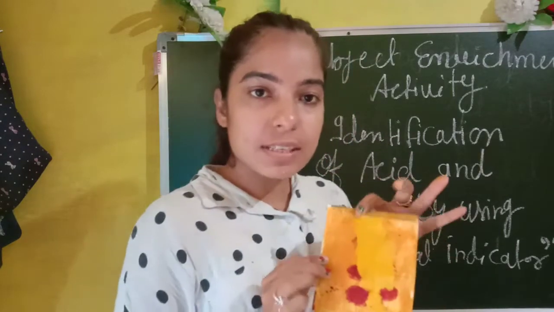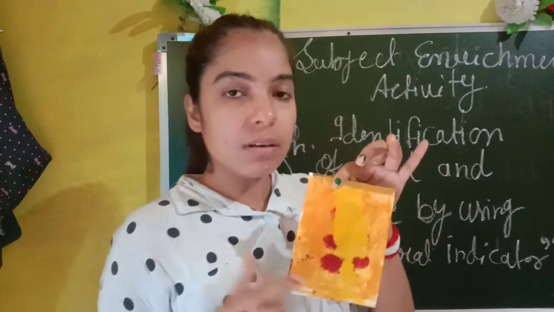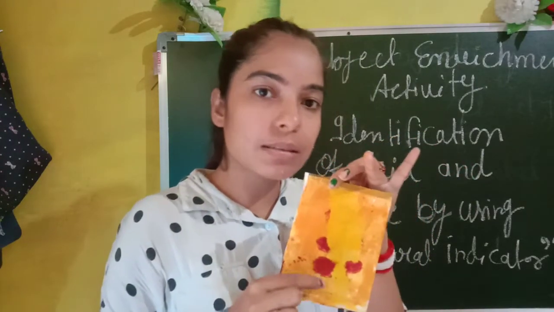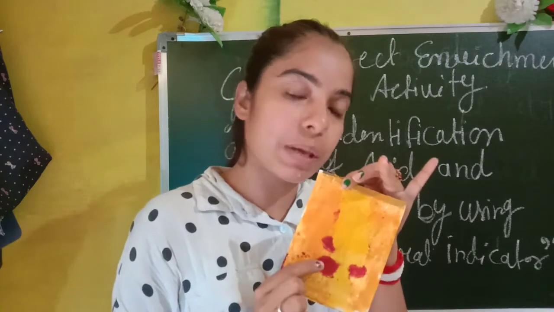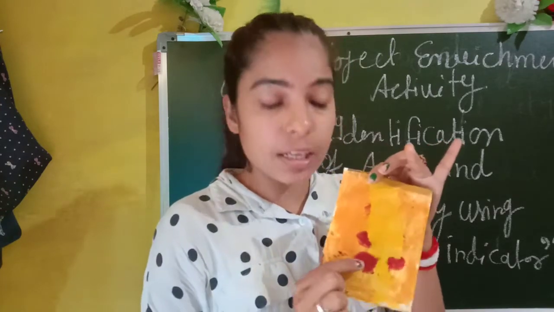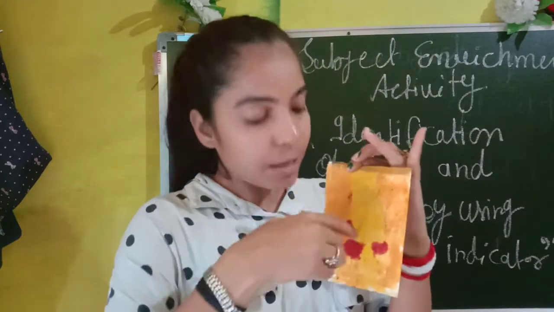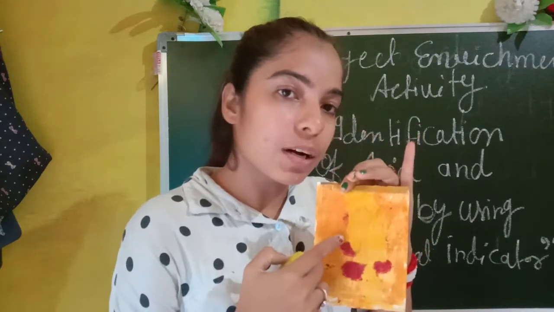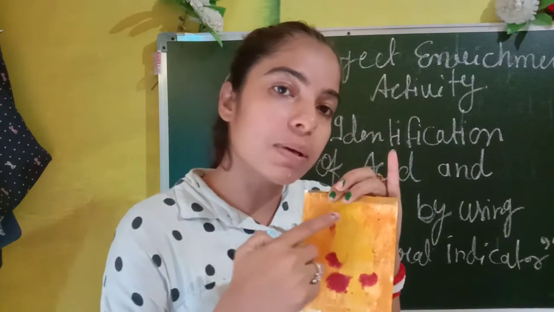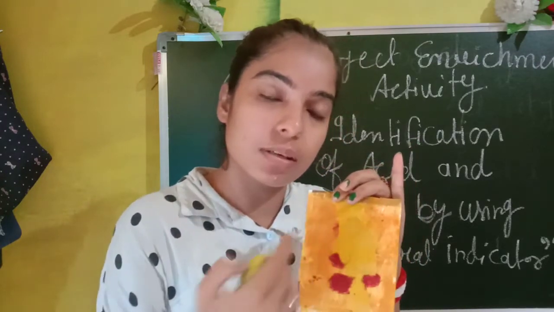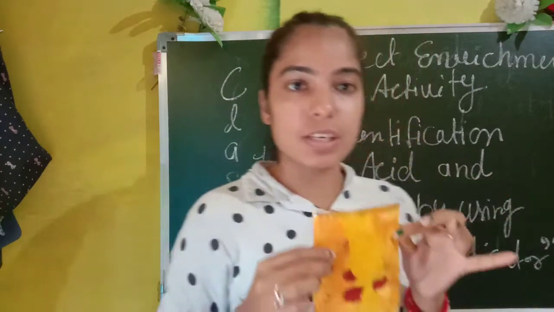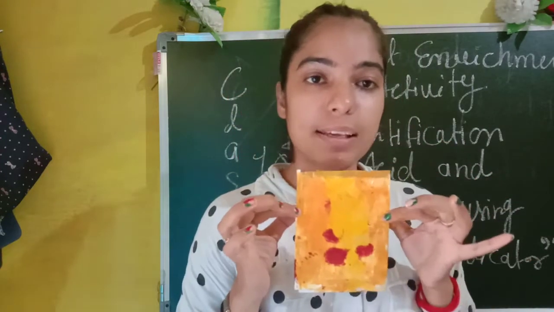And now what is your observation? Observation is that when using the turmeric paper, when you use detergent, the paper will turn into red color in the part where the detergent is used. Okay, and then when you use the lemon on that part, what will happen? The red color will fade and the paper will turn yellow again. Okay, this is your observation, and at the last you have to tell your result.